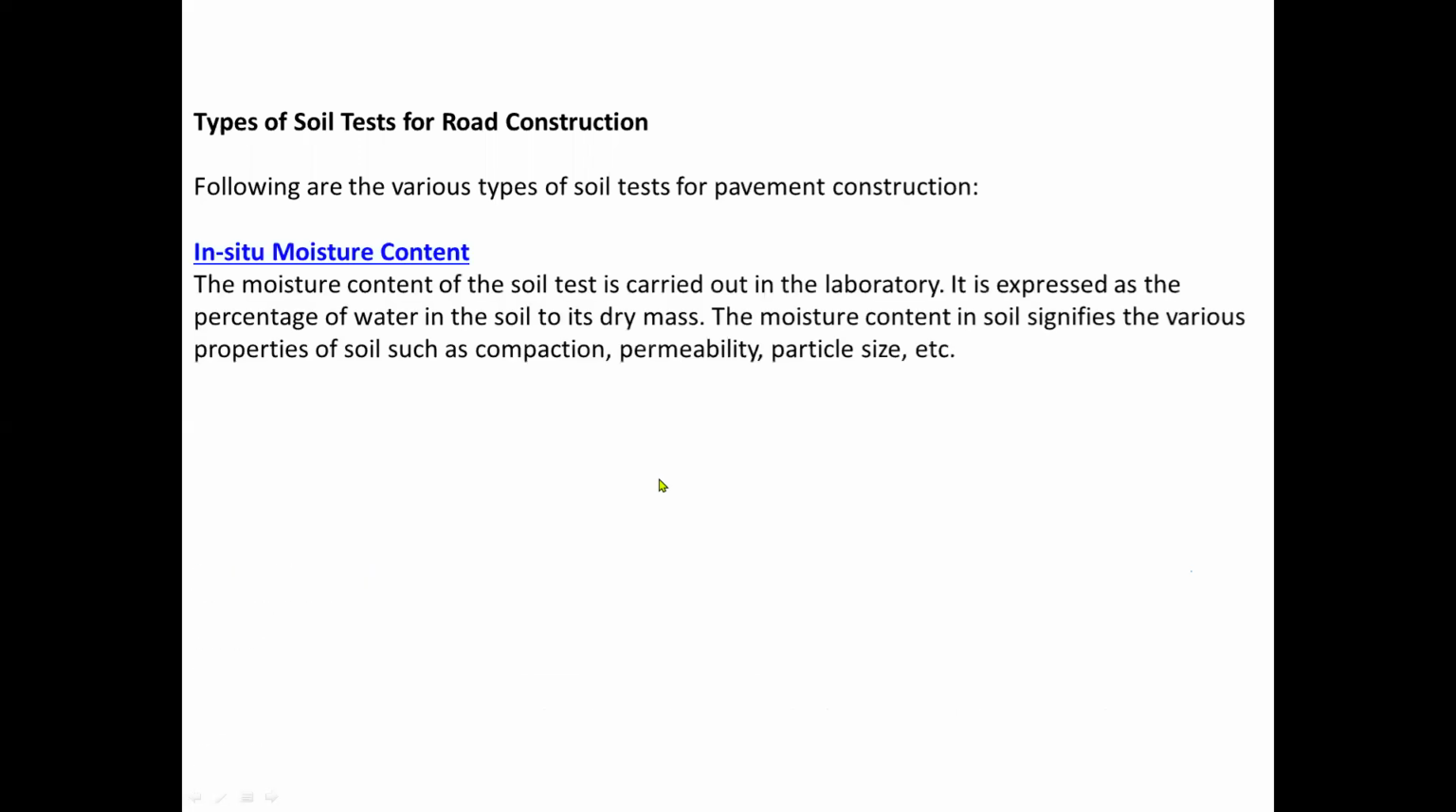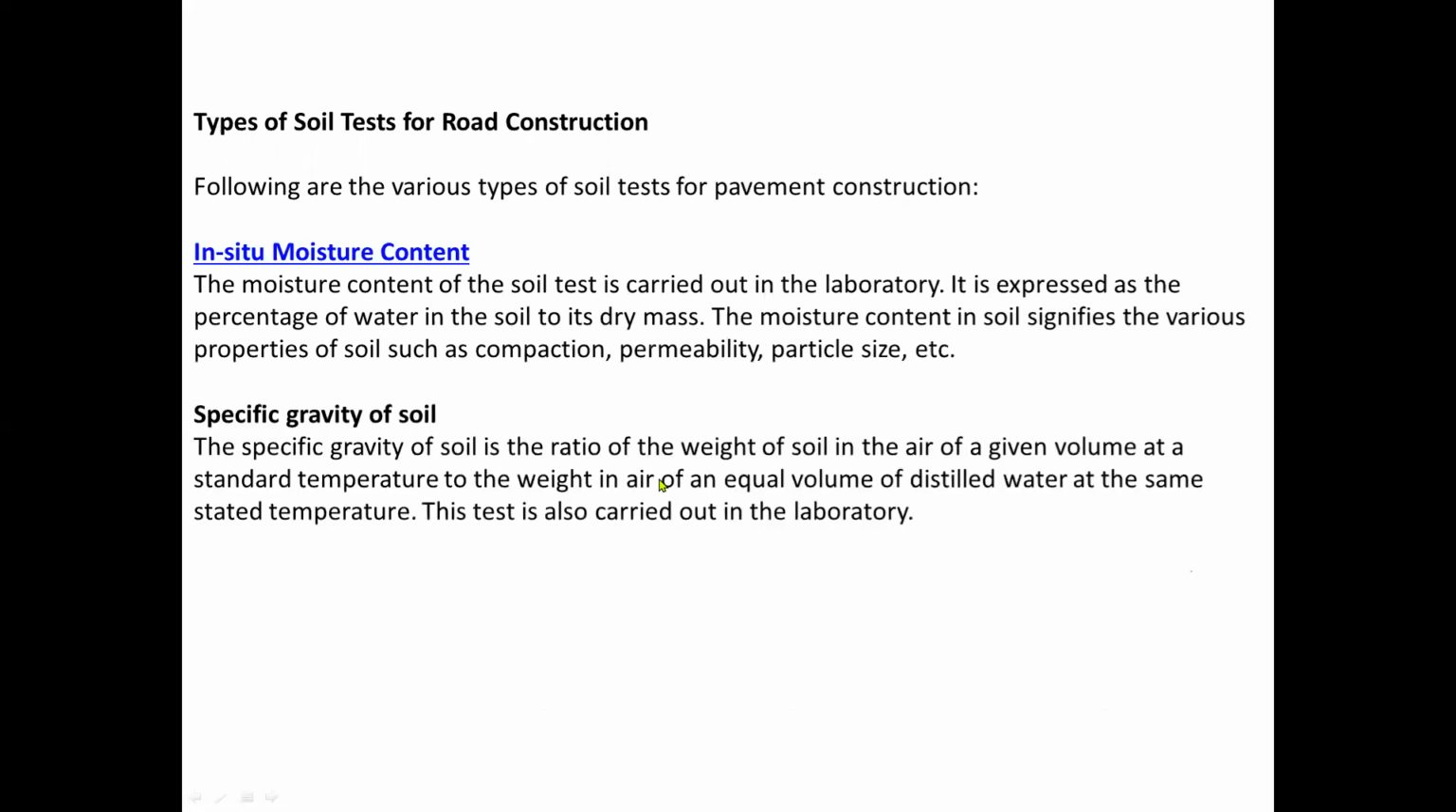Then we also have the types of soil tests for road construction. Following are the various types of soil tests for pavement construction. In situ, moisture content is carried out in the laboratory. It is expressed as the percentage of water in the soil to its dry mass. The moisture content in soil signifies the various properties of soil, such as compaction, permeability, particle size, etc.